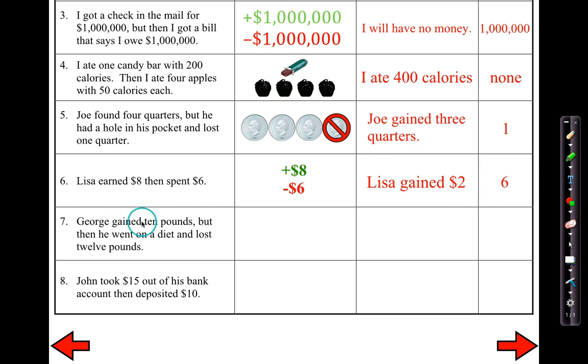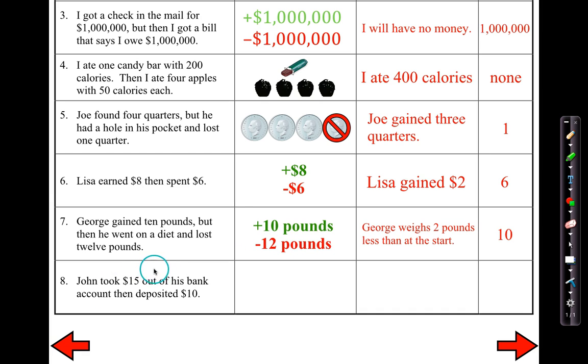Number 7, George gained 10 pounds, but then went on a diet and lost 12 pounds. So here, if you gain 10 pounds, that's positive 10. If you lost 12 pounds, that's negative 12. So here, you're going to see the net is he's basically lost a total of 2 altogether from when he started. But how many zero pairs were there? Well, there was 10. 10 of the positives cancel out 10 of the negatives, so there's a total of 10 zero pairs.